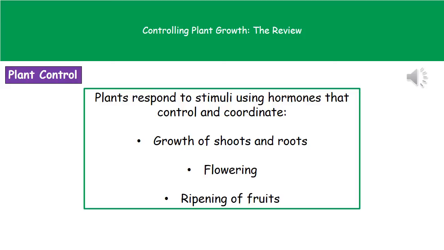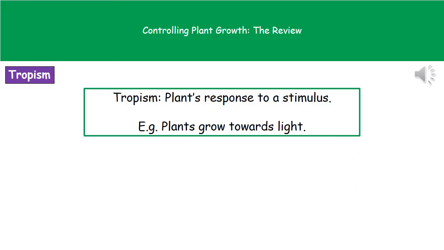So what we actually need to remember here is that it's not only animals that can respond to stimuli from their environment. Plants also respond to stimuli and they use hormones to do this. So they're going to use these hormones in order to control and coordinate the growth of their shoots and their roots. They're going to control and coordinate their flowering and also the ripening of fruits.